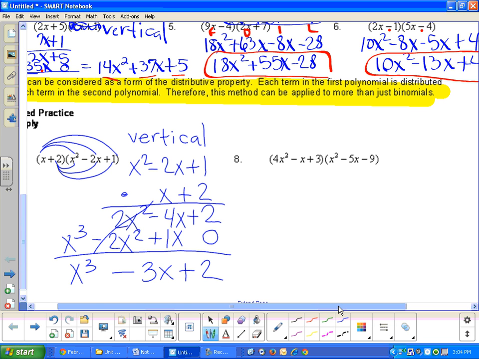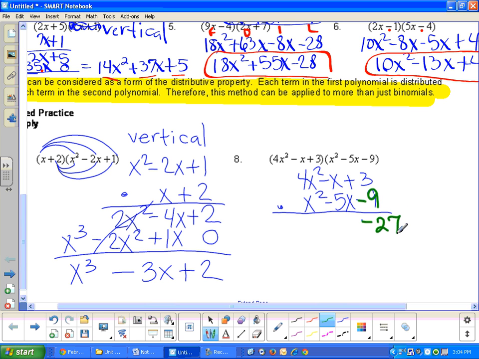This one we have 3 terms. So we have 4x squared minus x plus 3. And x squared minus 5x minus 9. So multiply these together. Start with our 9. I'll do some different colors so we can see it. And multiply this. So we have negative 27. We have positive 9x. And we have the negative 36x squared.